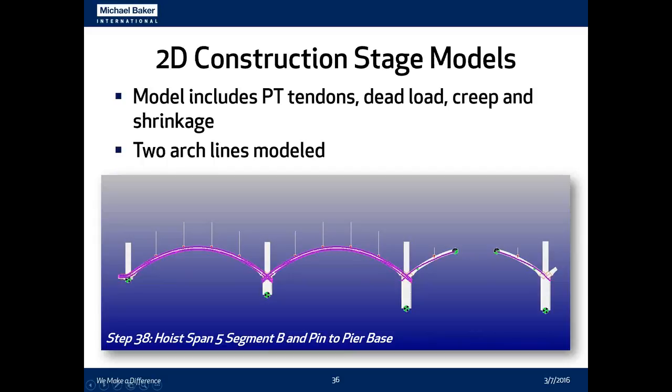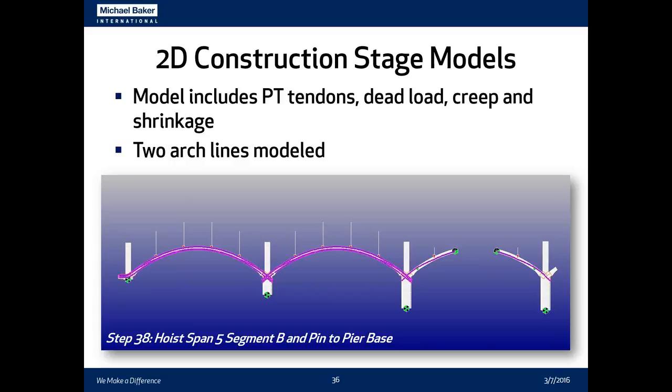Our 2D construction stage model included the post-tensioning tendons. Here's just one of many stages, step 38, where in this case post-tensioning tendons are placed. Post-tensioning tendons are shown by the purple line here. And as this was a time-dependent analysis, it also included every dead load that was in place at the time, plus creep, shrinkage, primary and secondary post-tensioning effects, and any losses of force in the post-tensioning.